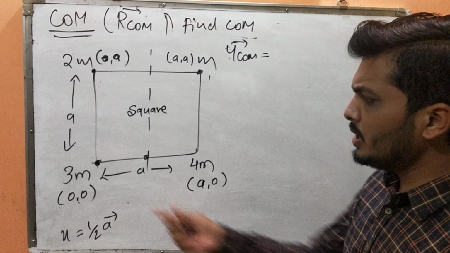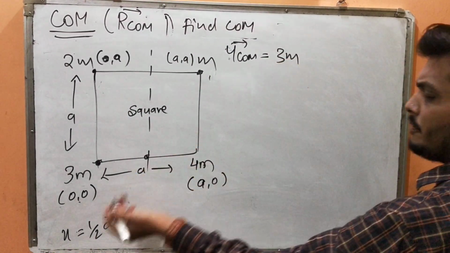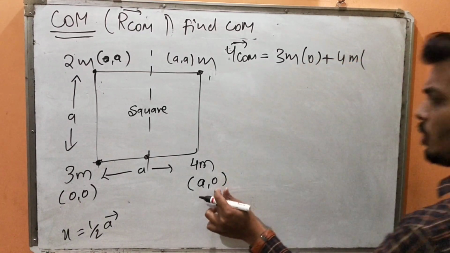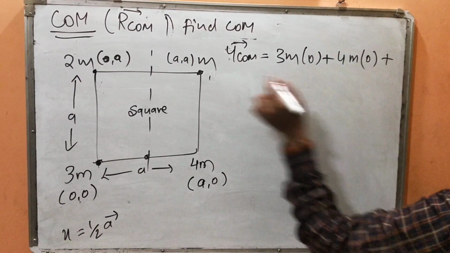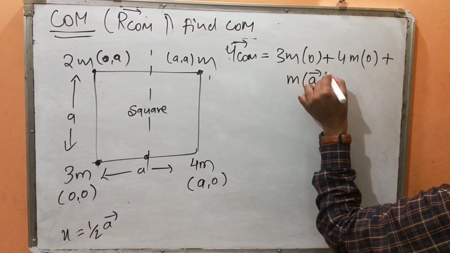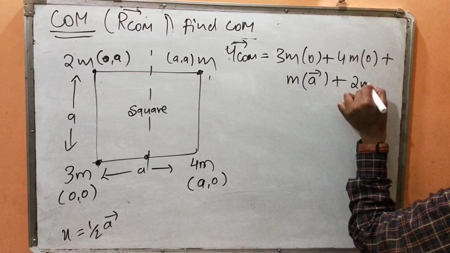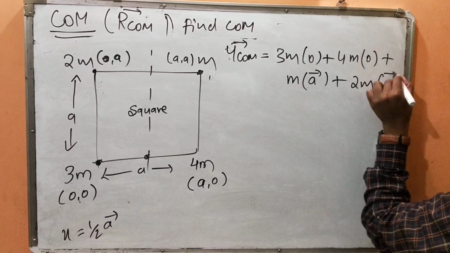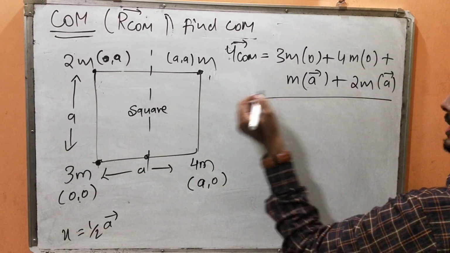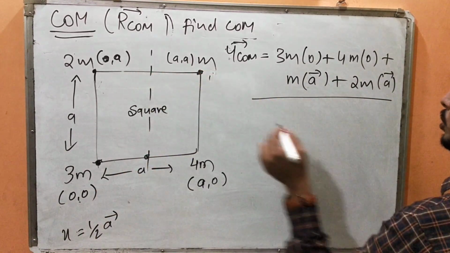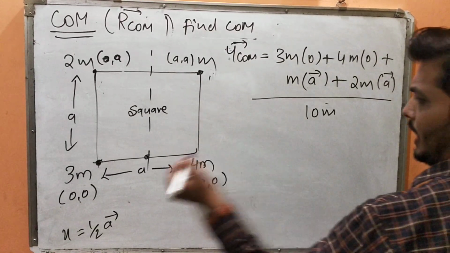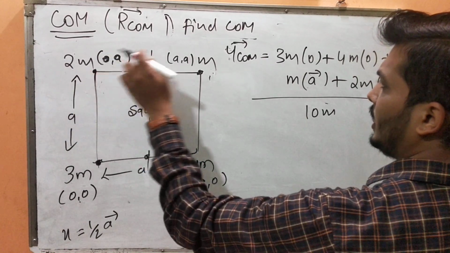Again, same formula. M1 R1. M1 is 3m. What is M1 R1 for y coordinate? 0, plus M2 R2, 4m. What is the y coordinate here? 0, plus m, what is this coordinate? A, plus this 2m, what are those coordinates? Y, A. Are you understanding? 2m R1, this one. Got it? Divided by the same thing: 3m, 4m, m and 2m. I think it was 10m if I'm not wrong. Correct? Yes or no? Or you can do it. Add those: 4, 3, 7, 8, 9, 10.